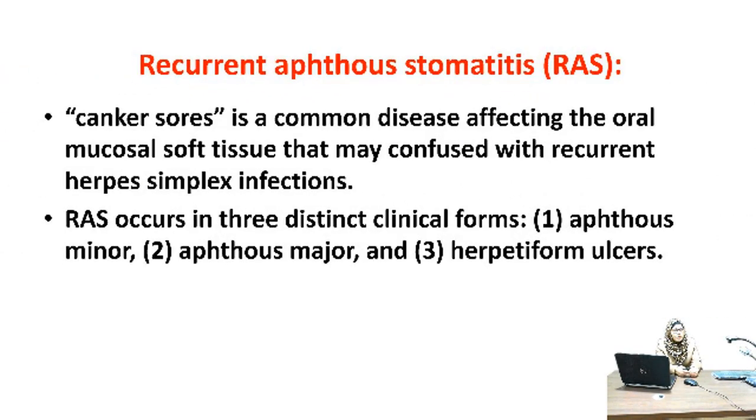الأفلس ستوماتيتس أو حيسموها recurrent أفلس ستوماتيتس أو عندنا الكانكر سورس. That is the most common disease that affected the oral mucosa that may confused with the recurrent herpes simplex infection. Recurrent aphthous stomatitis occurs in three types of distinct clinical forms: aphthous minor, aphthous major, and herpetiform ulcers.